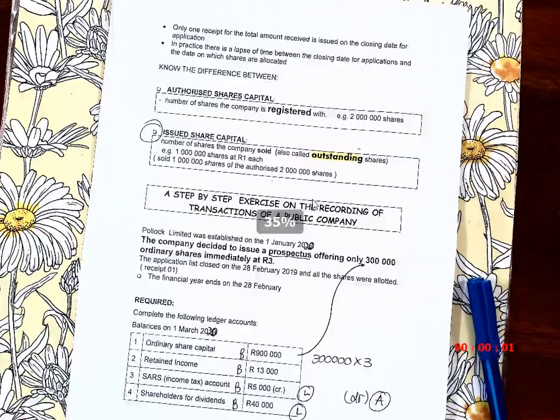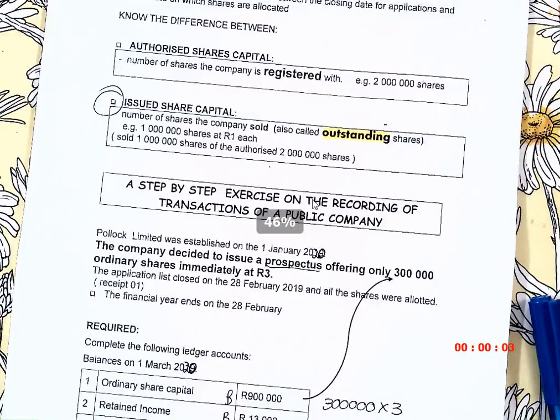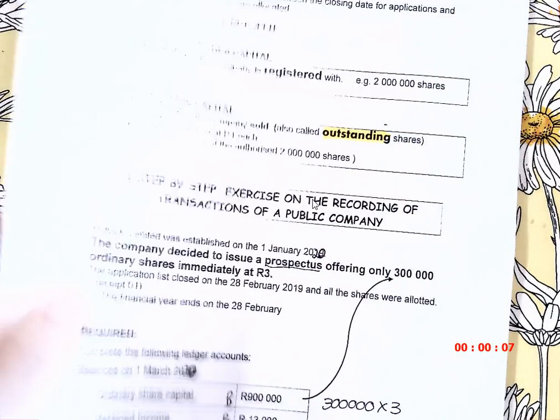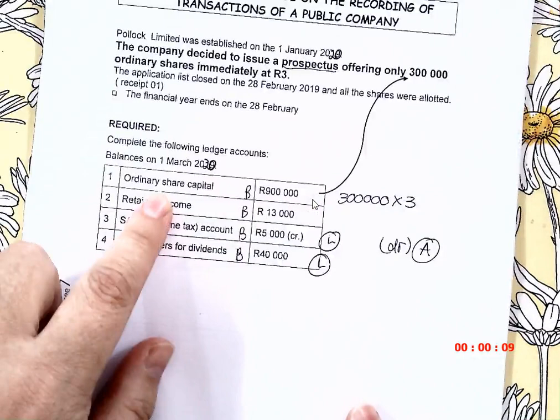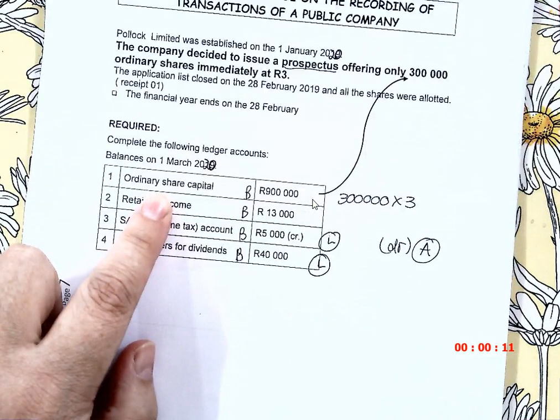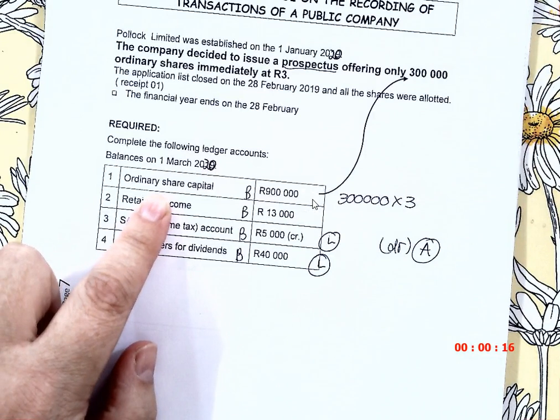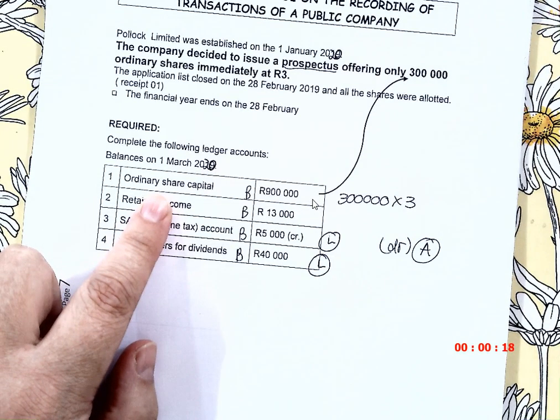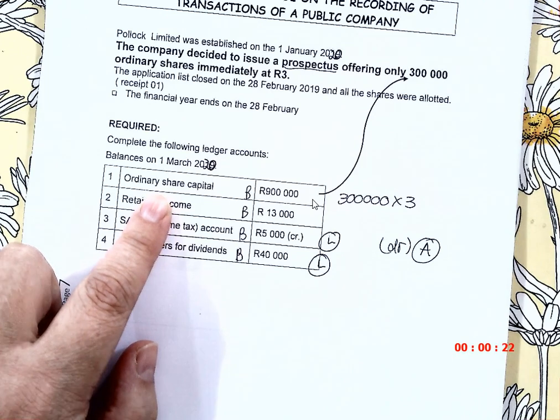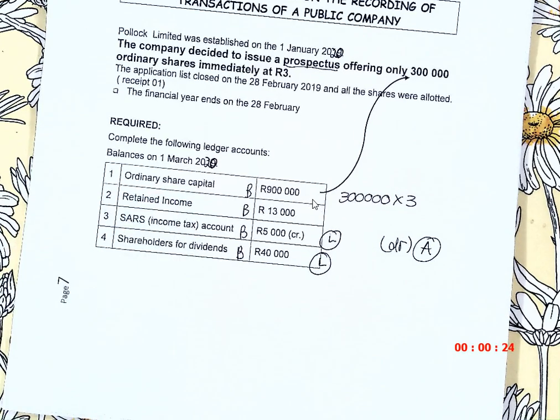If I look at the first new accounts that I am doing, ordinary share capital, they talk about ordinary share capital because we're getting capital by selling shares. What's the accountanese for selling shares? Issuing shares. What do we call shares that are issued? Outstanding. Okay, because they no longer live inside the company.